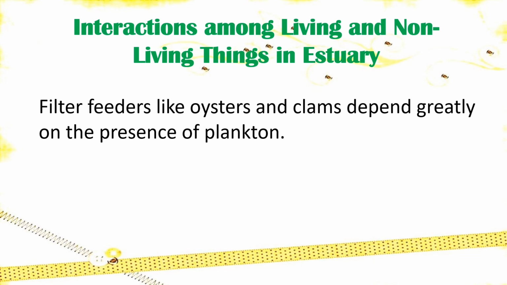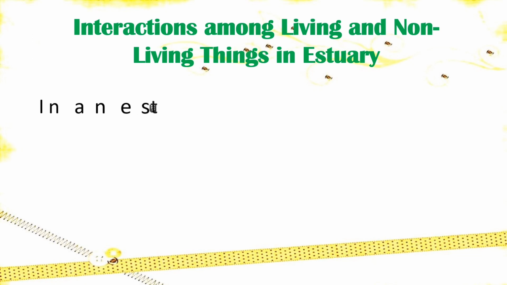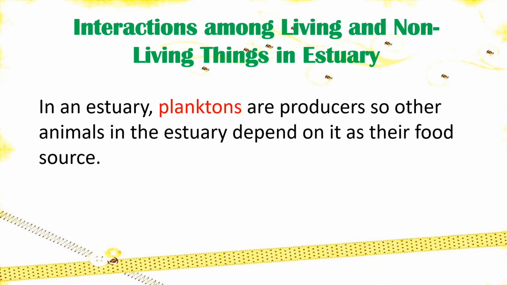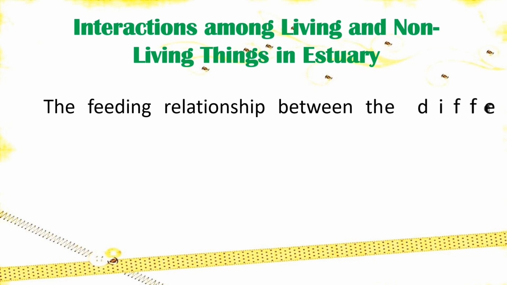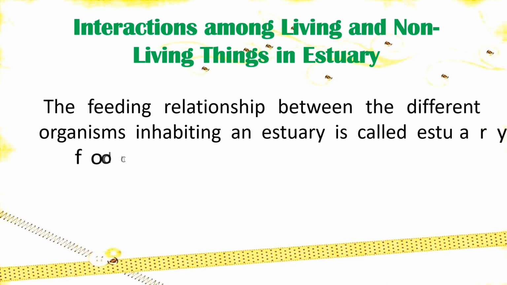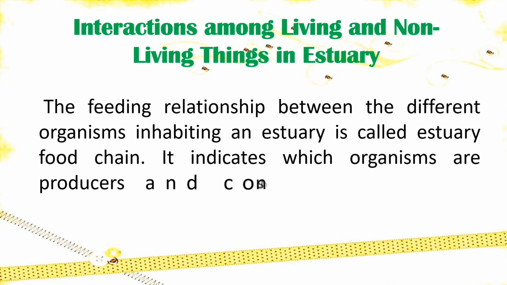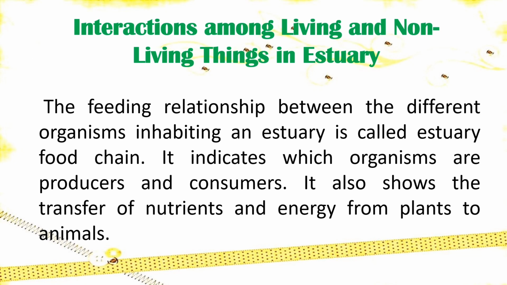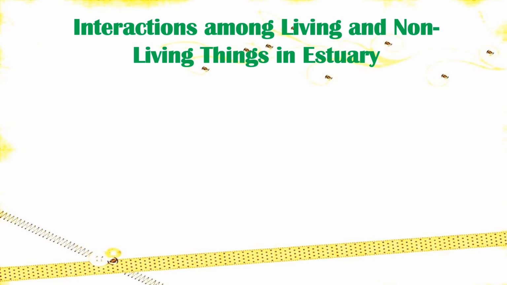Filter feeders like oysters and clams depend greatly on the presence of plankton. In an estuary, plankton are producers, so other animals in the estuary depend on them as their food source. The feeding relationship between the different organisms inhabiting an estuary is called the estuary food chain. It indicates which organisms are producers and consumers. It also shows the transfer of nutrients and energy from plants to animals.